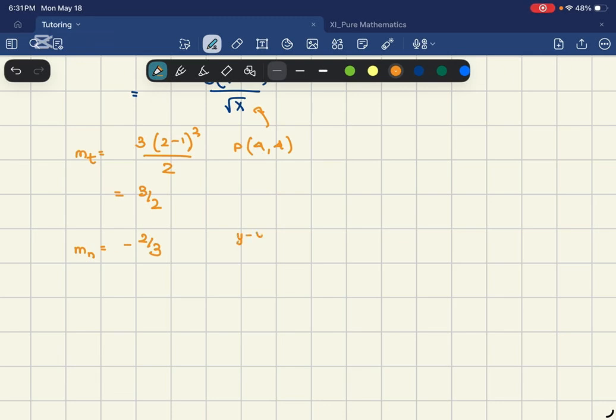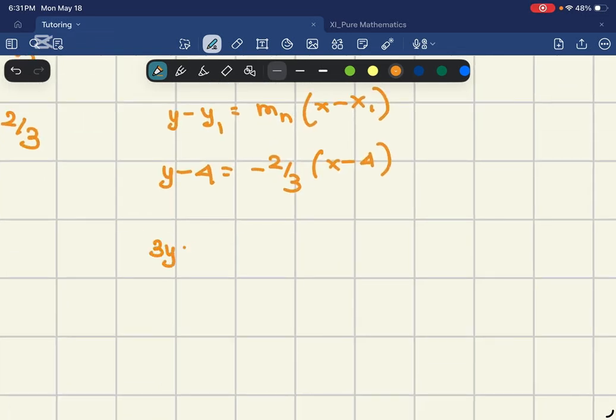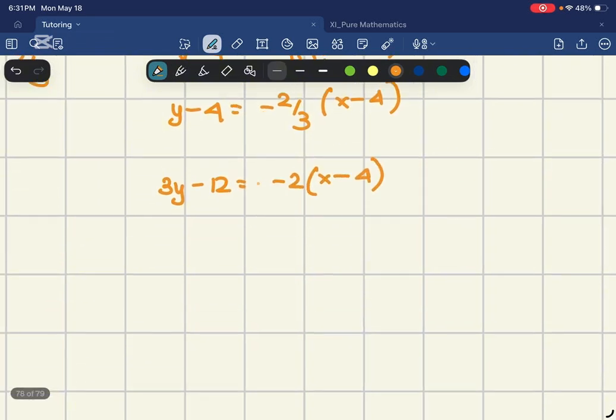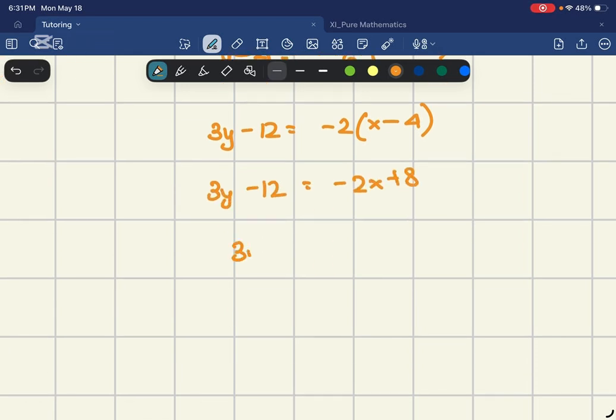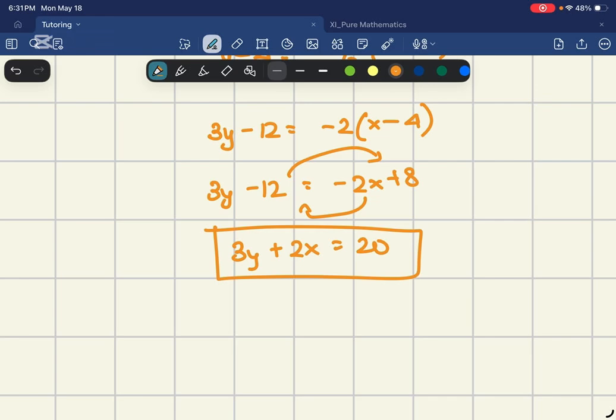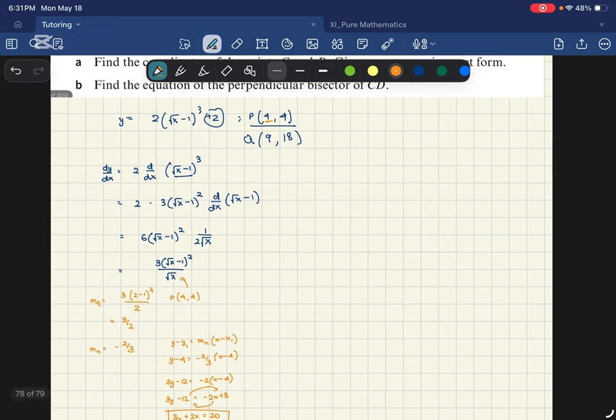Now you can find y minus y1, mn x minus x1. So y minus 4 is equal to negative 2 over 3 x minus 4. And if I multiply by 3 on both sides, I am going to get this expression. And if I distribute negative 2 inside, I have 3y minus 12 is equal to minus 2x plus 8. And so 3y plus 2x, right, if I bring this here and if I bring that there, is 20. So that is the equation of my normal line at the point P 4, 4.